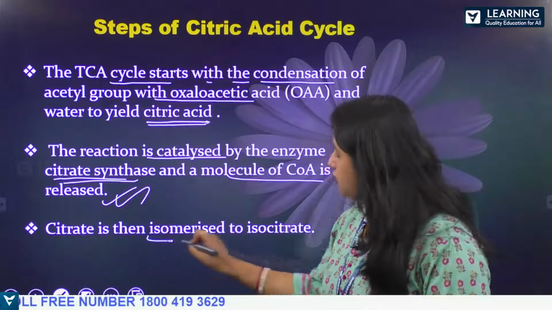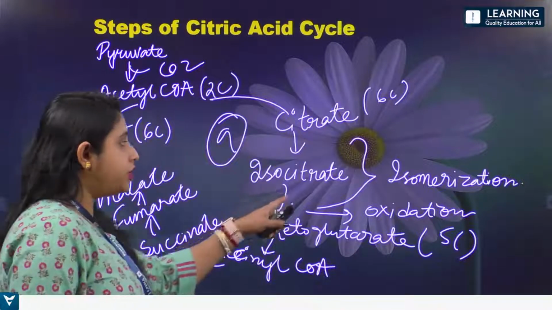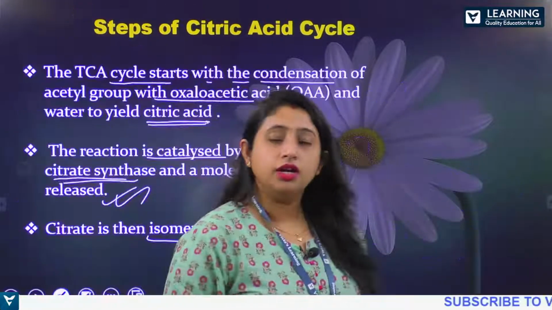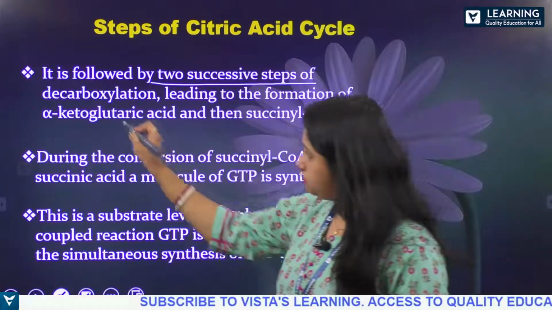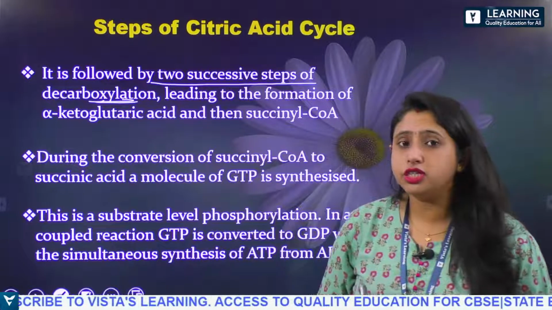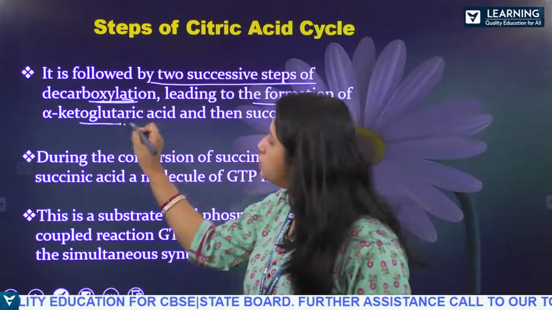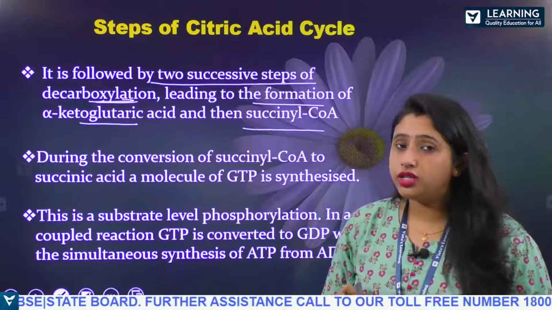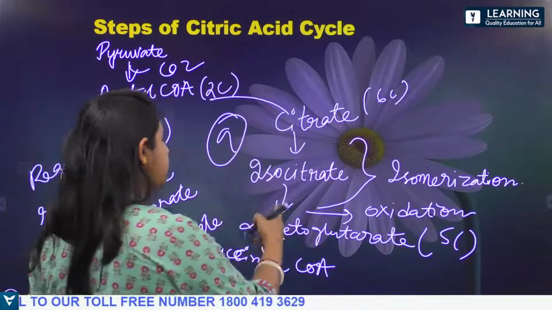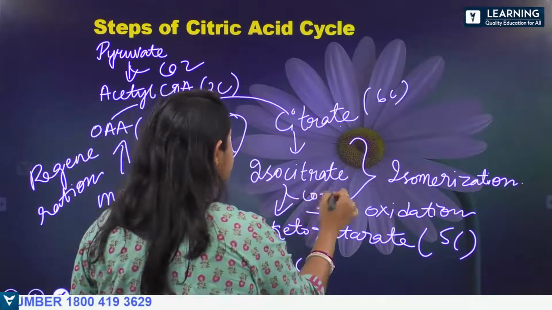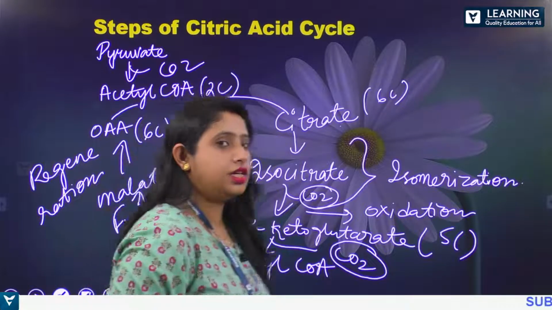So the citrate is then isomerized to isocitrate, right? Next, it is followed by two successive steps of decarboxylation. Decarboxylation means removal of carbon dioxide. This leads to the formation of alpha ketoglutaric acid and then succinyl coenzyme A. So in both the processes, one carbon dioxide is being lost. So here also carbon dioxide is being lost; that is decarboxylation taking place. Here also decarboxylation is taking place, right?